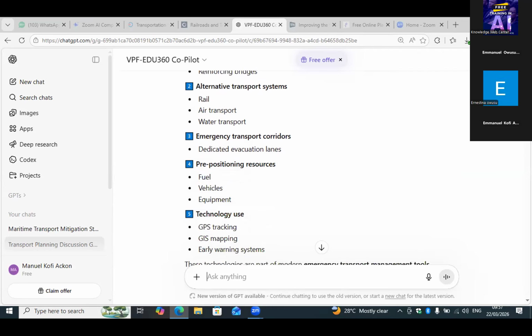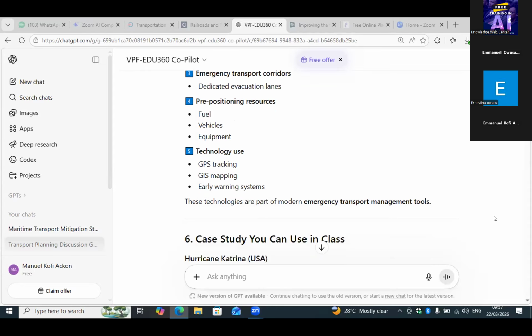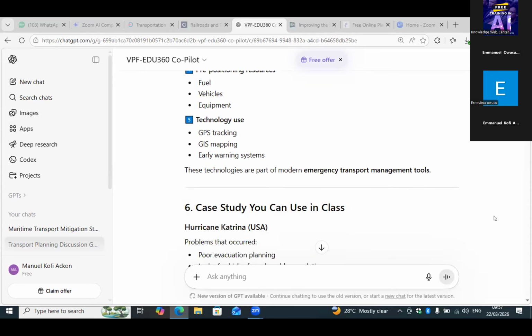Emergency transport corridors, the evacuation lanes, pre-positioning resources. You should have fuel, vehicles, and equipment. Technology use: GPS tracking, GIS mapping, early warning systems. These technologies are part of modern emergency transport management tools.